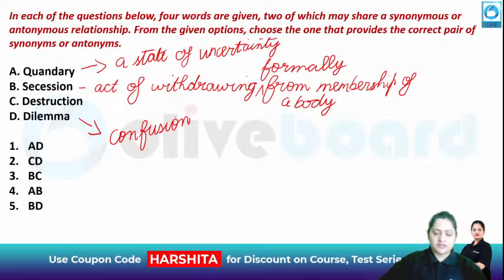Guys, very doable one this is. Okay, your answer here, some of you have already given correctly. It will be A and D. But what relationship do they share? Obviously they are similar in context, they are similar in meaning.